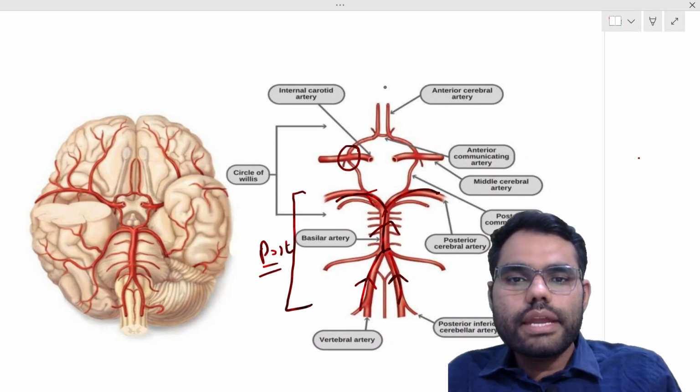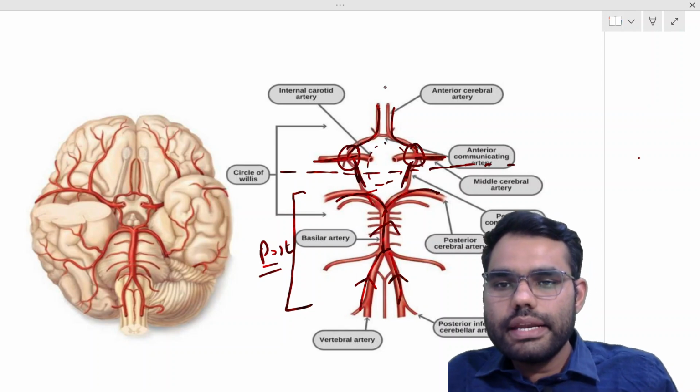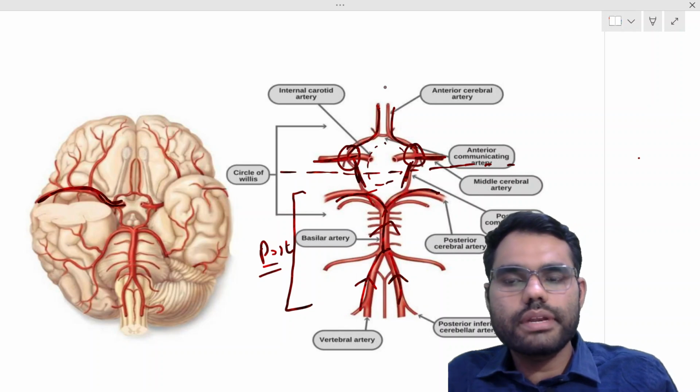This is the internal carotid artery which is giving off the anterior cerebral arteries, the middle cerebral arteries, and the posterior communicating artery, which is connecting the anterior and the posterior circulation together, forming the circle of Willis. So we need to focus on this middle cerebral artery today. This is the artery we need to focus on.